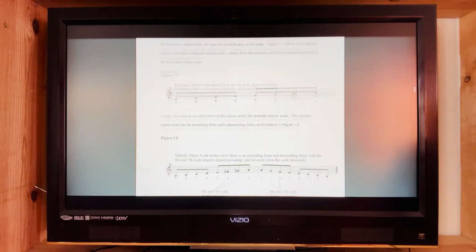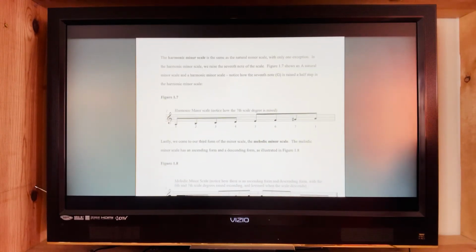minor. Okay, the harmonic scale is the same as the natural minor scale with only one exception. In the harmonic minor scale, we raise the 7th note of the scale. So here we see an A natural minor scale and a harmonic scale. I think the natural minor is the page before. So here's the harmonic minor scale. Notice that the 7th scale degree is raised.